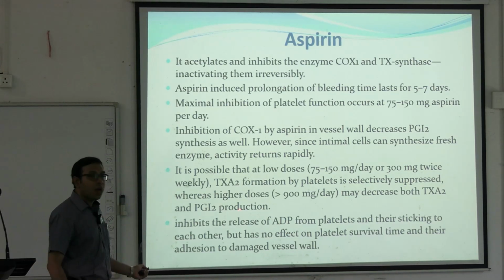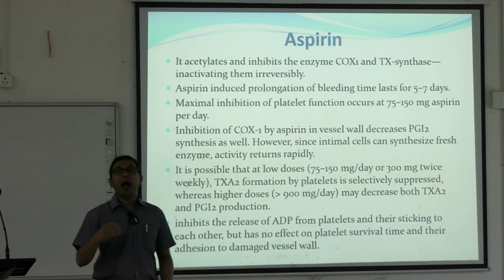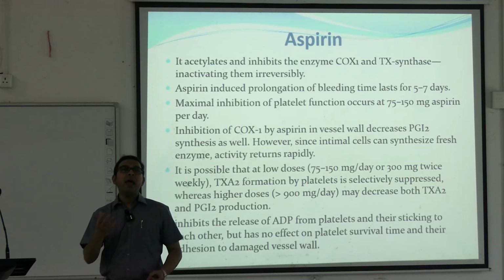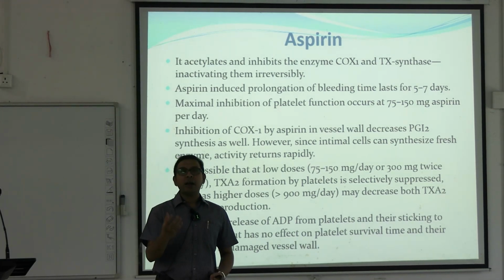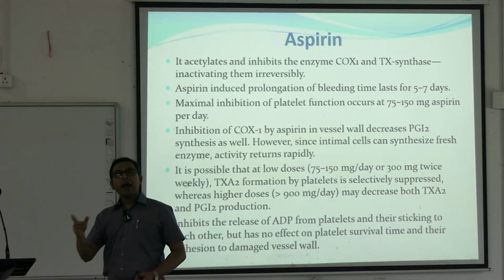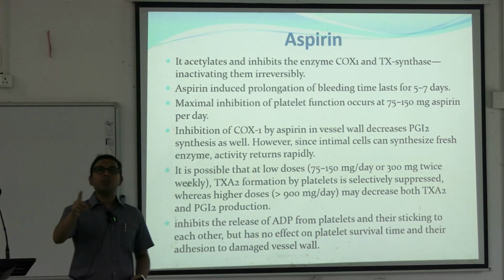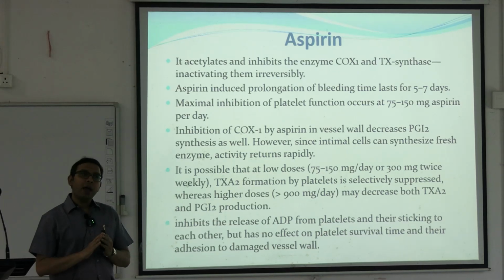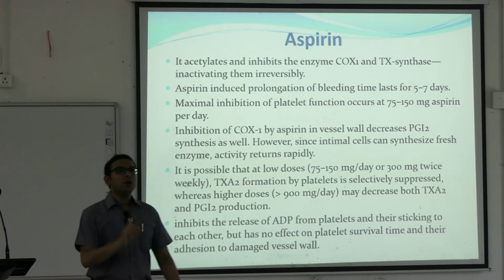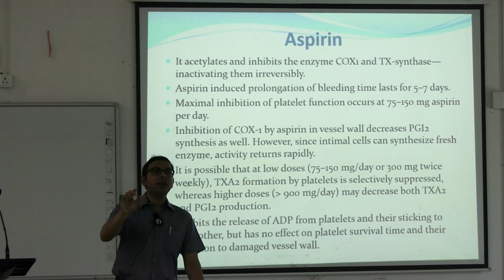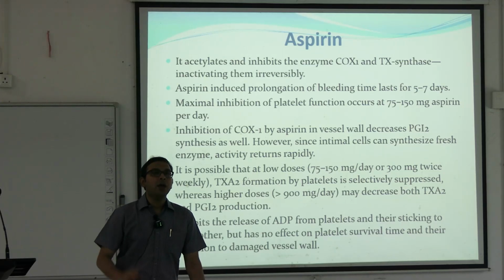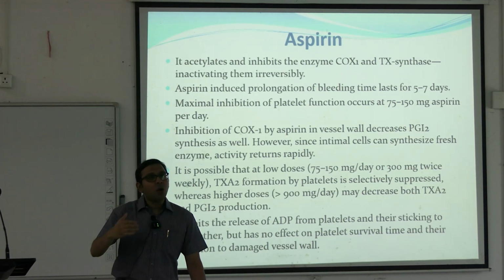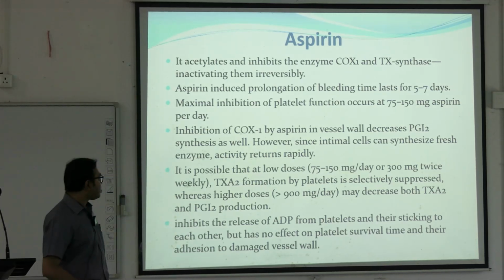It is not synthesis. But when it is used in a high dose, aspirin is mainly used as an anti-inflammatory agent, greater than 900 milligram, that can block both the thromboxane A2 as well as the prostacyclin I2. That's why it is not an antiplatelet drug. So you cannot say that aspirin is an antiplatelet drug. You have to say that low dose aspirin is an antiplatelet drug. Why low dose aspirin? It is clear.